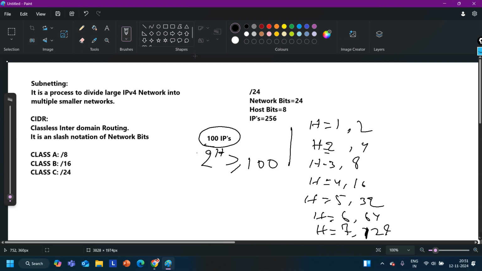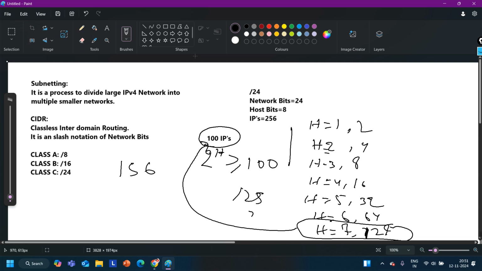Okay, I need how many IPs? 100 IPs, right? So this can be one option. Here I am still wasting 28 IP addresses, but if I use an IP from class C, then I will waste 156 IP addresses. And if I am using /25, then I am wasting only 28 IP addresses, which can be used in future. So this is what subnetting is. This way we can use the slash value.